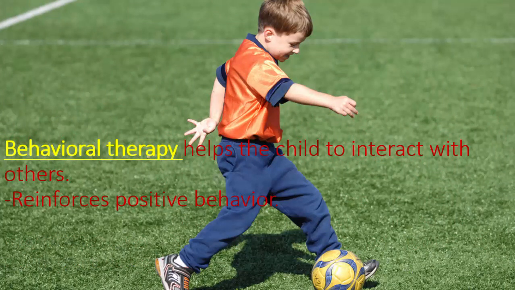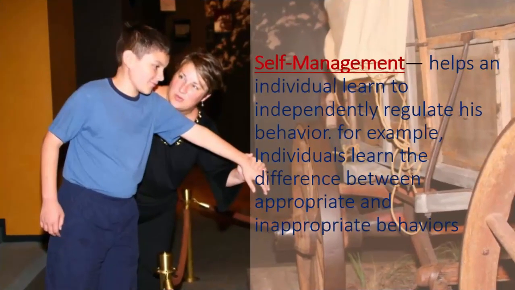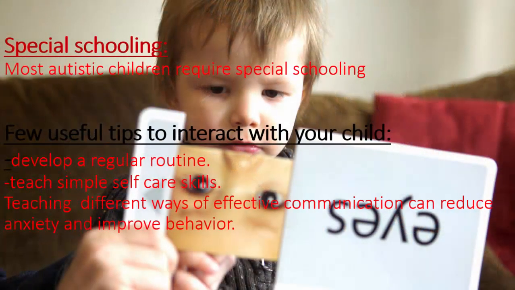Behavioral therapy reinforces positive behavior and helps the child to interact with others. Self-management helps an individual learn to independently regulate his behavior. Most autistic children require special schooling. Few useful tips to interact with your child. Develop a regular routine. Teach simple self-care skills.